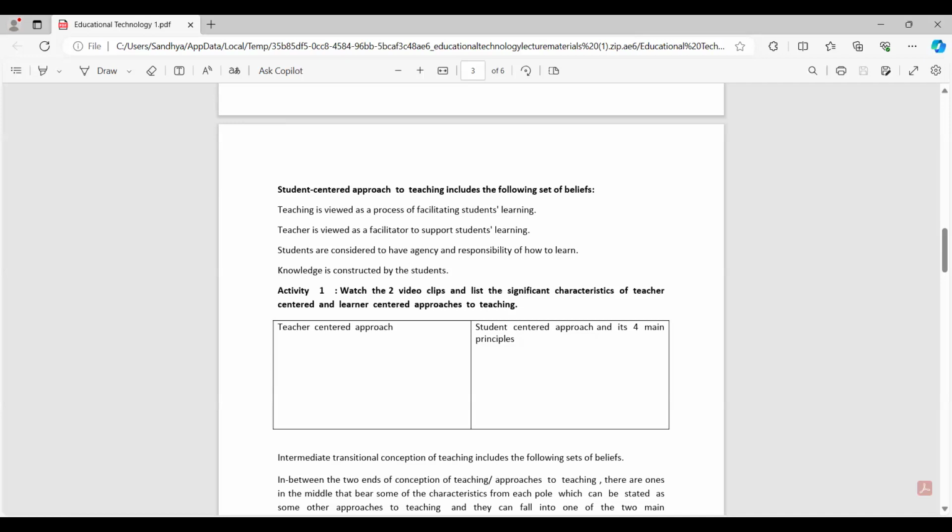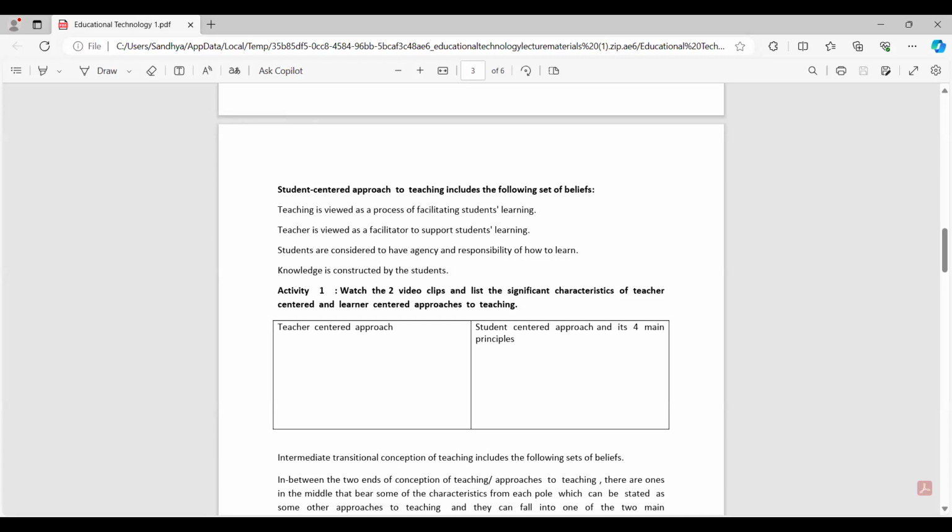Yes, ma'am. Right. So now I'm going to give you features of teacher-centered and student-centered approaches. And you have to make your notes. Number one. Grounded on behaviorism. Teacher-centered approach is grounded on behaviorism. Did you write? Yes, ma'am.